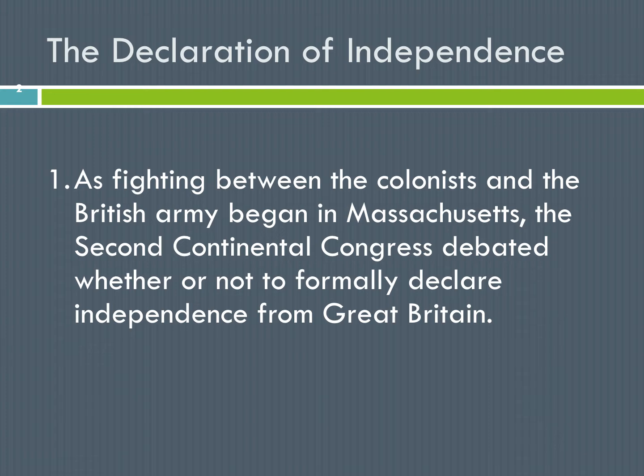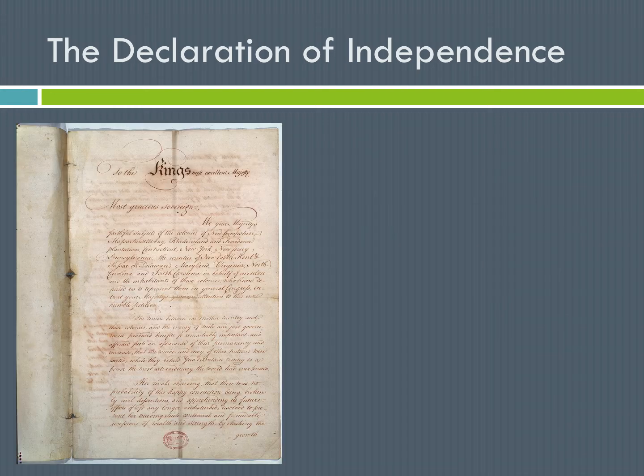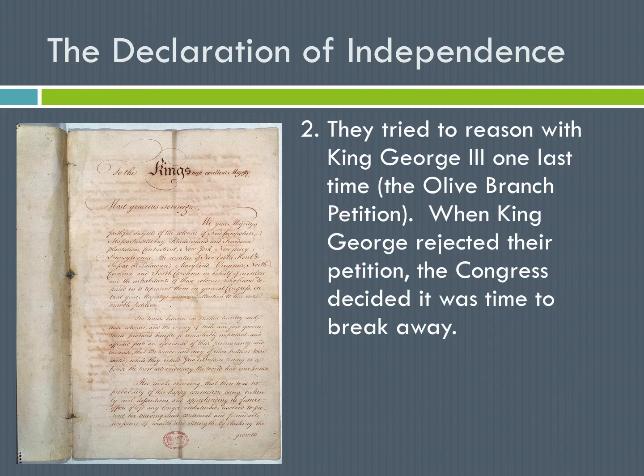This took some time. If you remember from last time, they sent a letter to the king, one last petition, in which they tried to reason with King George one last time. That was called the Olive Branch Petition, and there you can see an actual picture of it. When King George rejected their petition and said that they are openly rebelling against the king, Congress decided that it was time to break away.